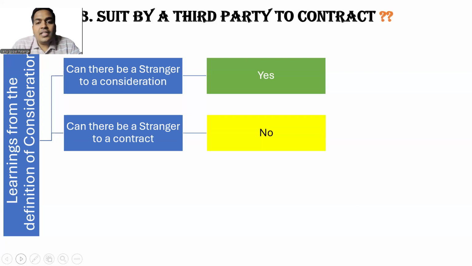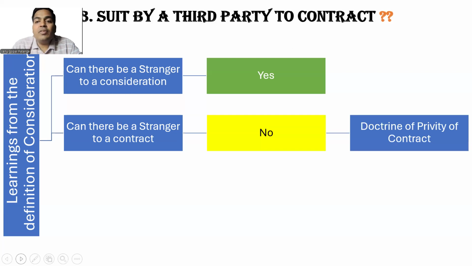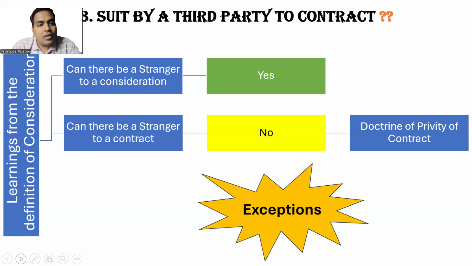So what do we call this? This we call the doctrine of privity of contract. This means a stranger to a contract cannot sue in the court. Can there be a stranger to a contract? The answer is no. So this we call the doctrine of privity of contract. But there are a few exceptions, 7 exceptions in totality. We'll discuss those 7 exceptions, but the general answer is no.